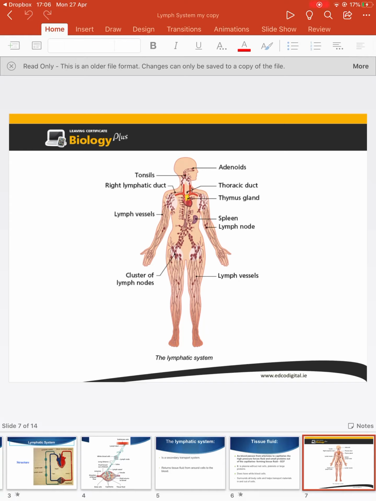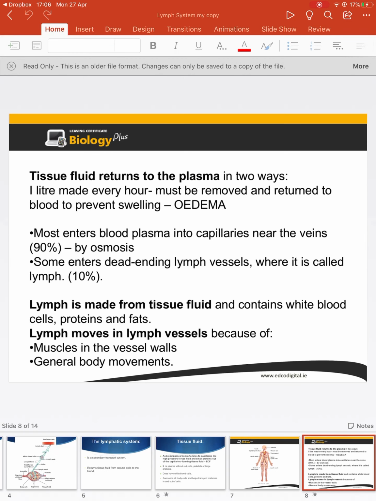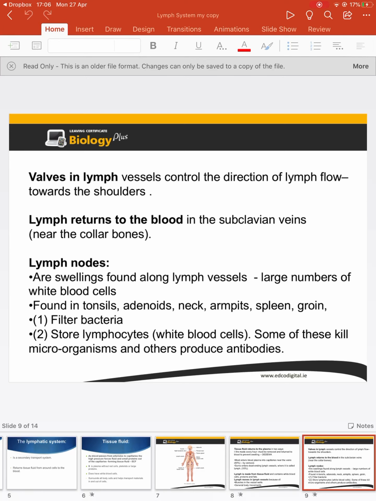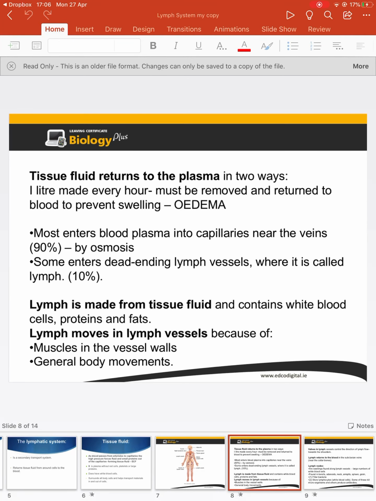Now, you can see collections of nodes as well in particular glands. So they kind of cluster together. The lymph nodes cluster together in glands, like a few examples. So your spleen, you can see there, your tonsils, your adenoid, your thymus, those kind of glands under your armpits, where you'd have a lot of lymph nodes. Okay, I've mentioned all of that, so you can read through that yourself.